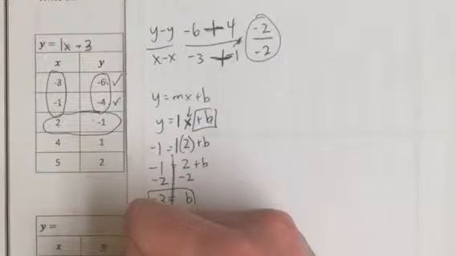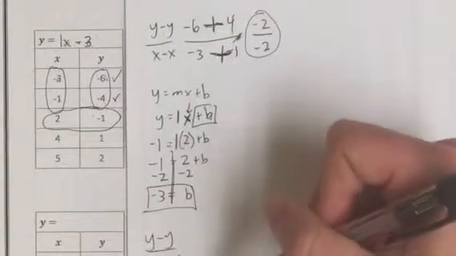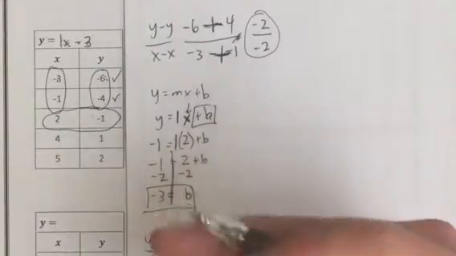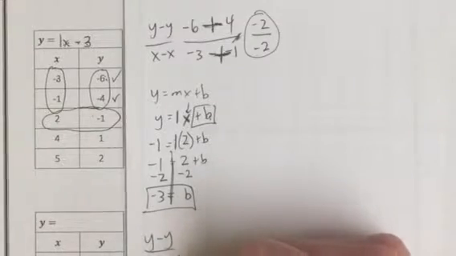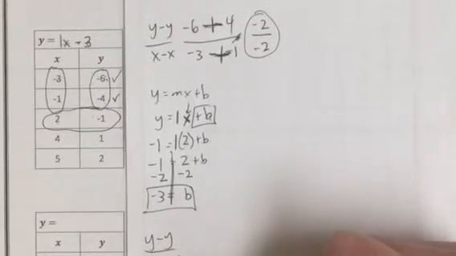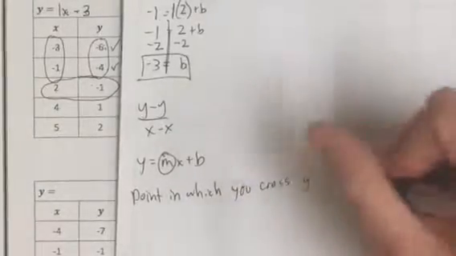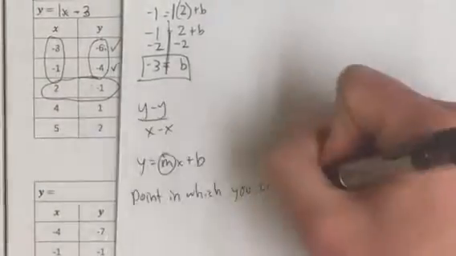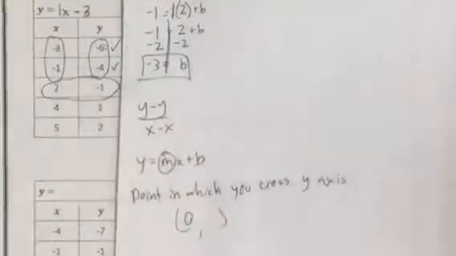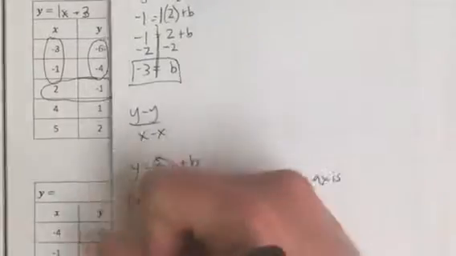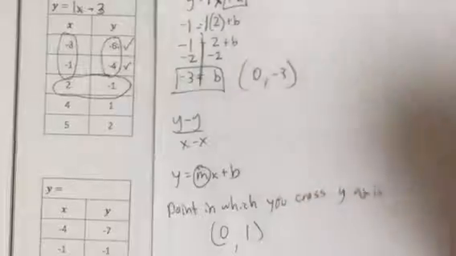Now in this particular problem, that would be a waste of your time because they gave you the y-intercept. Remember, the y-intercept is the point in which you cross y. Right? And if I say the point is written like that, so it's always 0 comma something. In this case, it's 0 comma 1 in this particular problem. In this problem here, it was 0 comma -3. Okay?